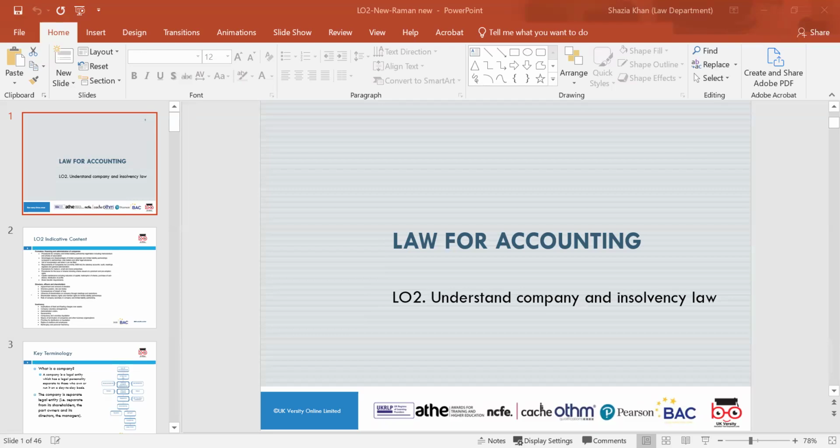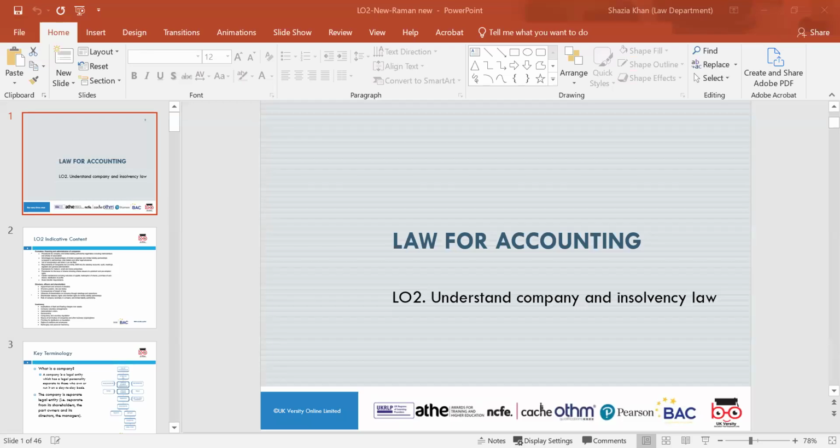We looked at contract law. We looked at the elements of a valid contract. So how is a contract formed? We looked at how contracts can be terminated. We looked at remedies for breach of a contract. We also looked at the relevant case law in regards to contract law.